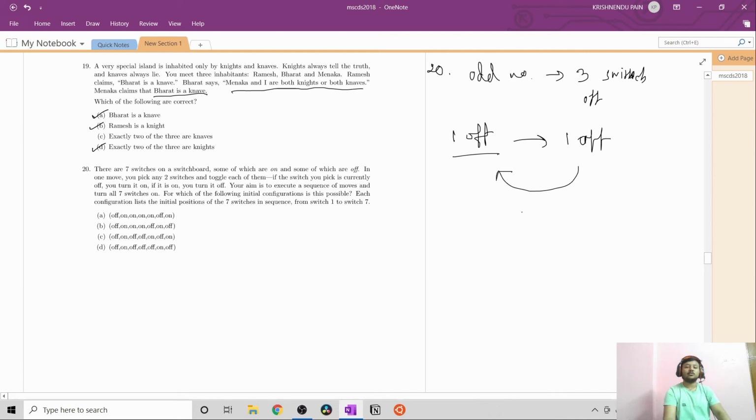So to perform the given operation, we must need an even number of switches off. In the first option there are 2 switches off, and in the fourth option there are 4 switches off. Other than that, in option B there are 3 switches off, and here 5 switches are off. So only options A and C have an even number of switches off. So the correct options are option A and option C.